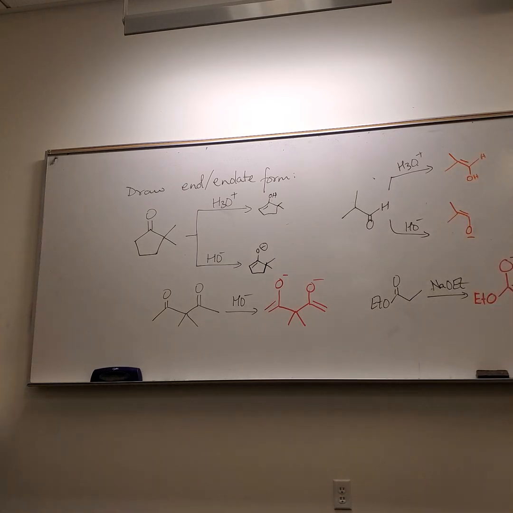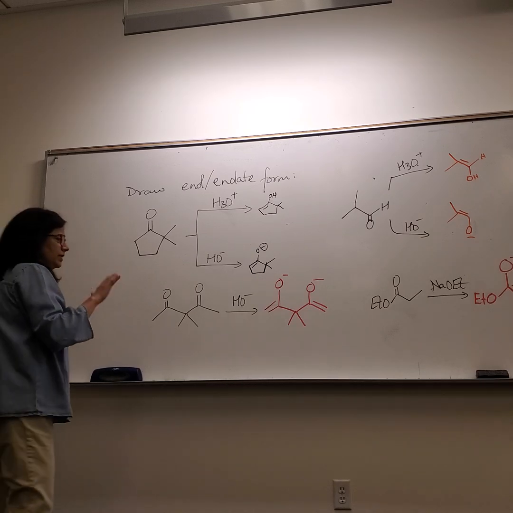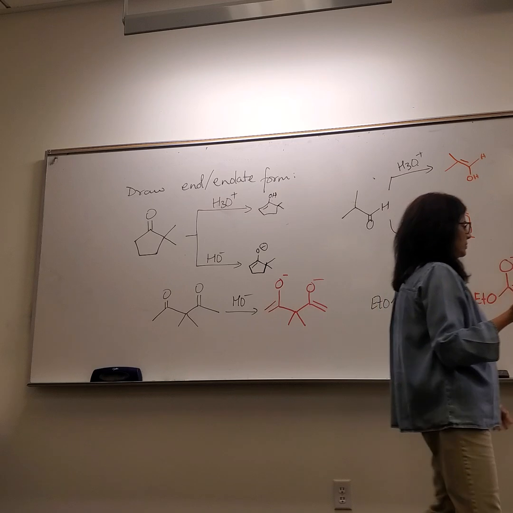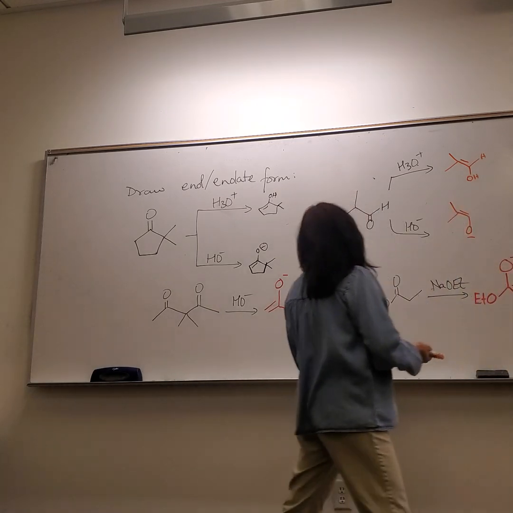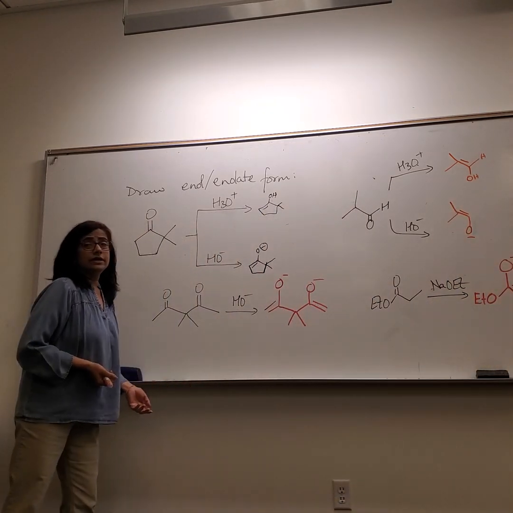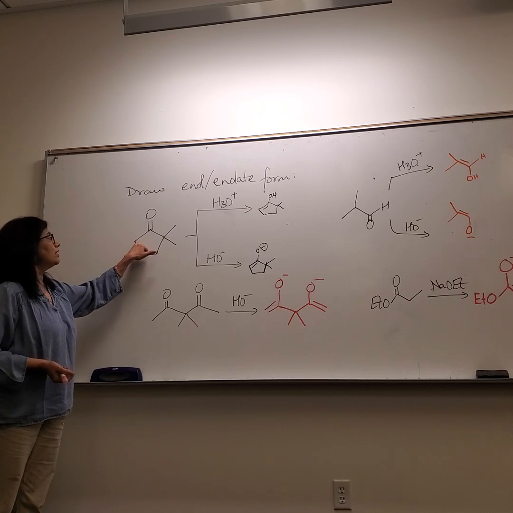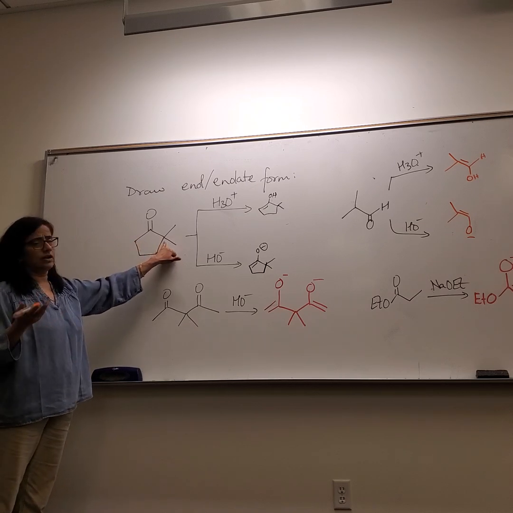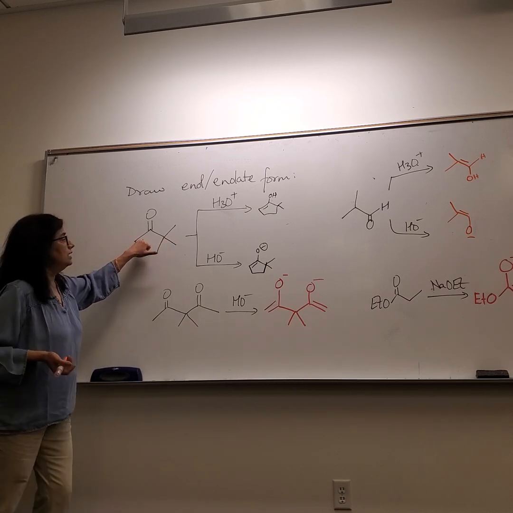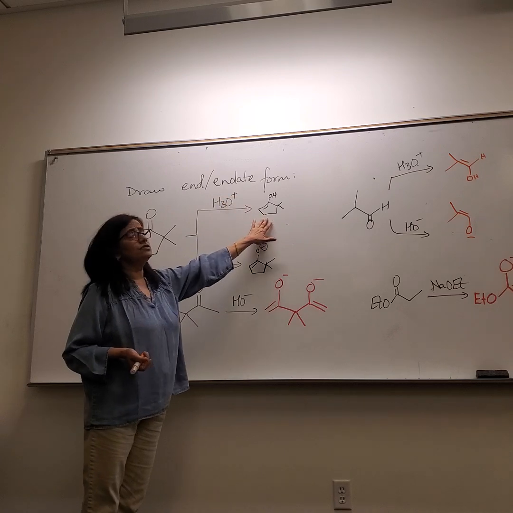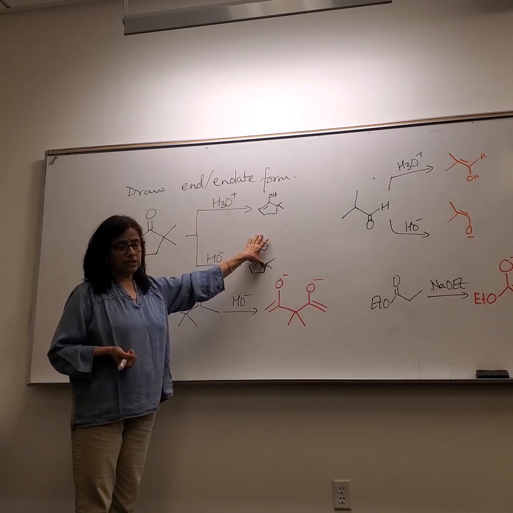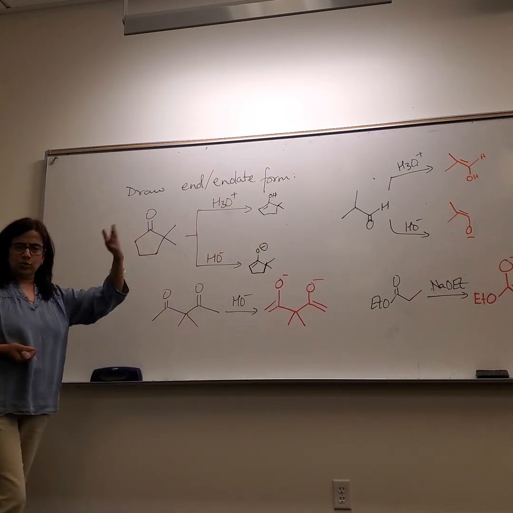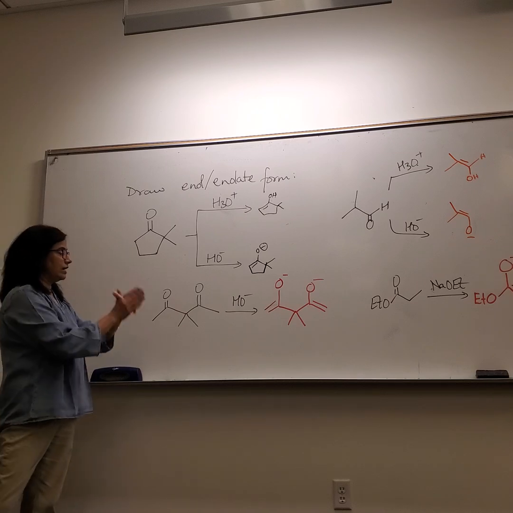It's exactly the same thing where the alpha carbon loses a proton and gives us the enolate or the enol, depending on whether it's in acidic conditions or basic conditions. But do you all agree? Everybody okay? So it's the alpha carbon that has a hydrogen. This one does not have a hydrogen, so you can't do it. So acidic gives you enol, basic gives you enolate. Of course, the enolate can be protonated.